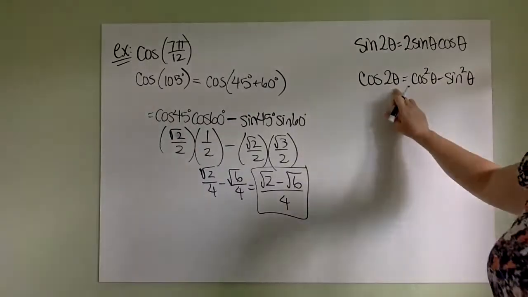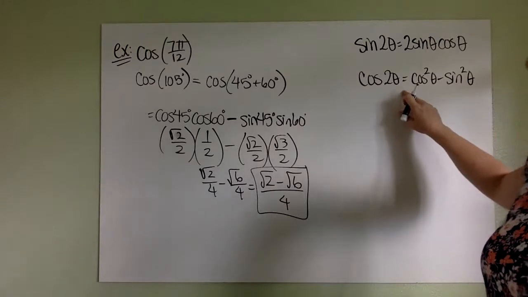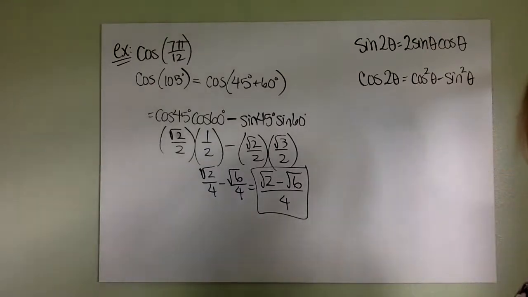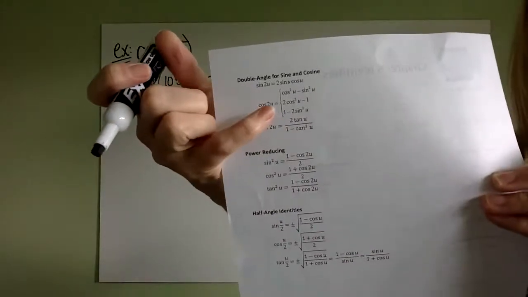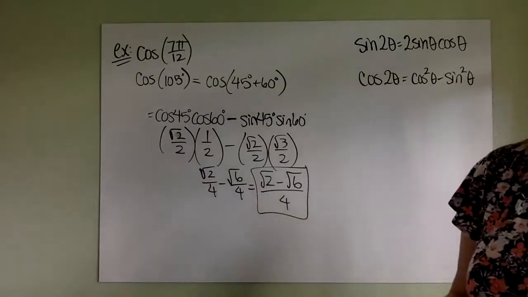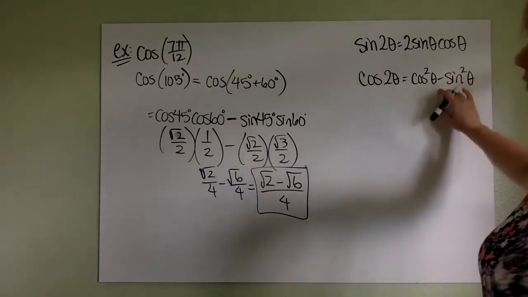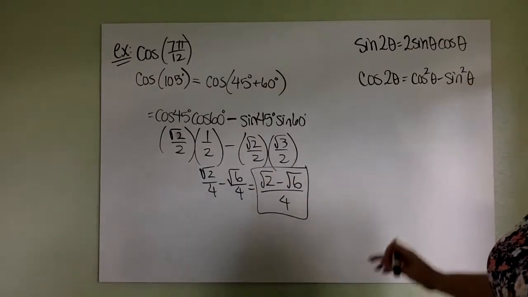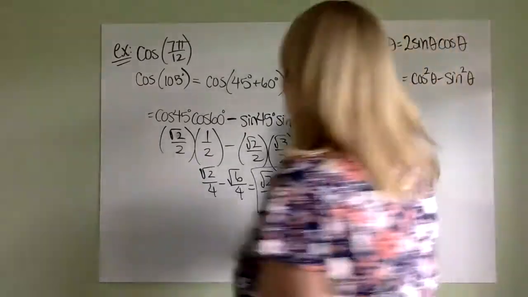Okay, there are actually three options for the cosine double angle identity. On your identities paper here, the cosine of 2u has three options there. Any one of those three options would work. This one is the first one and just the one I'm going to use today. So feel free to use one of the other two if you like them better. But this is the cosine and the sine double angle identities.